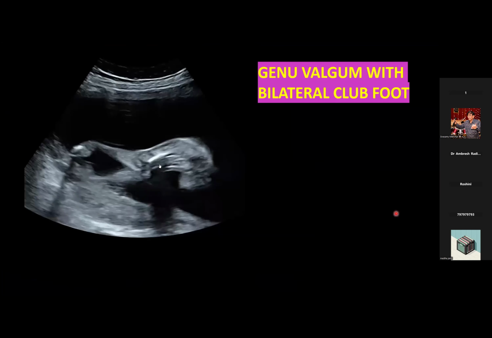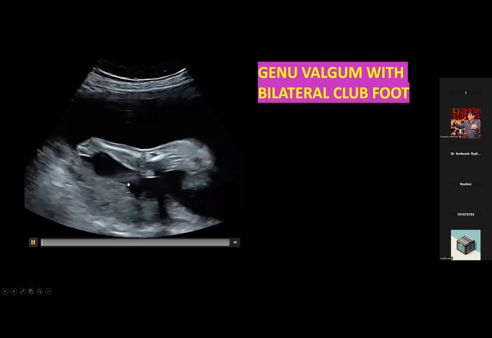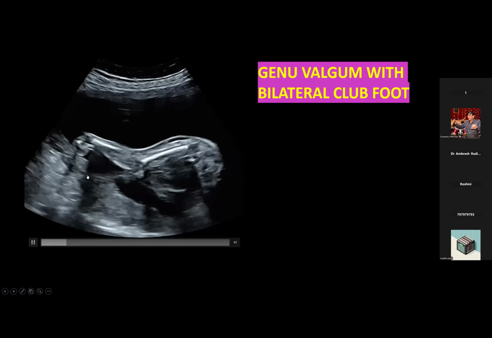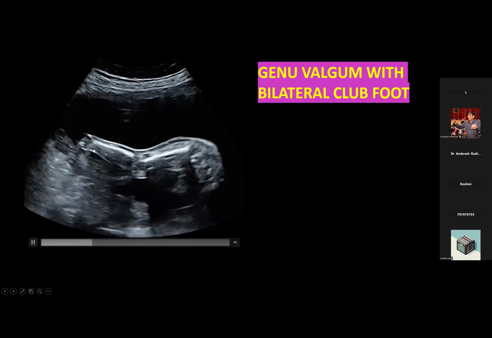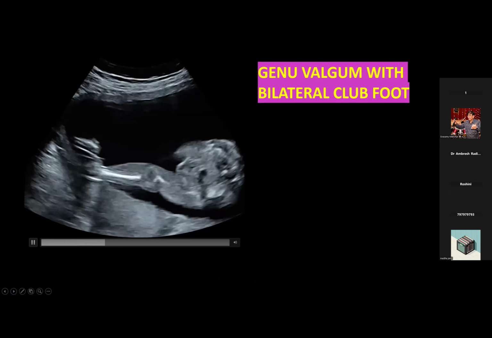This is a case of genu valgum with bilateral clubfoot. You can see the knees opposing persistently, also called knock knees, and also bilateral clubfoot here.